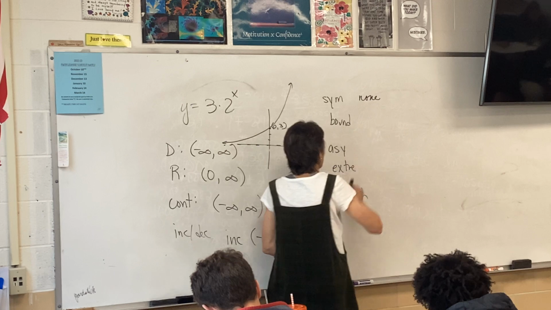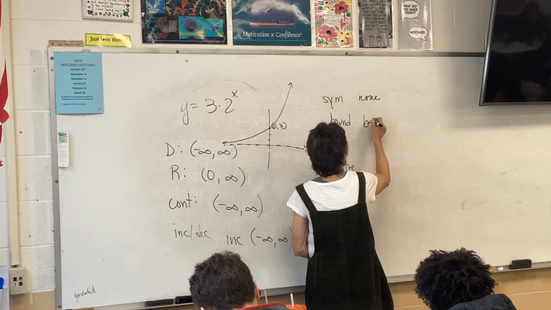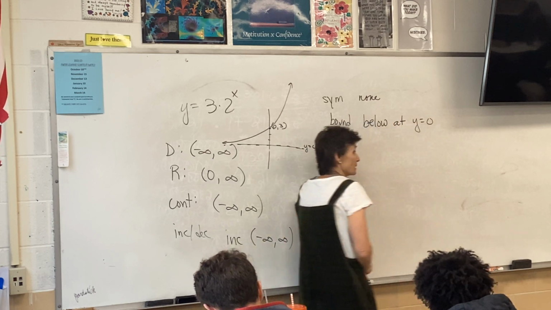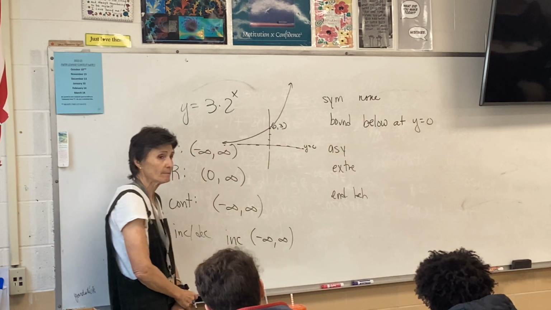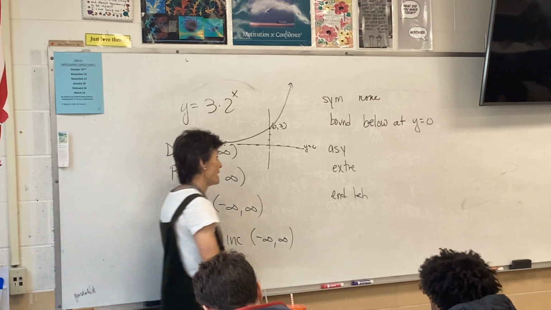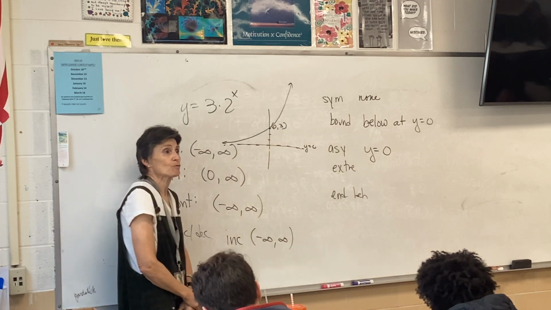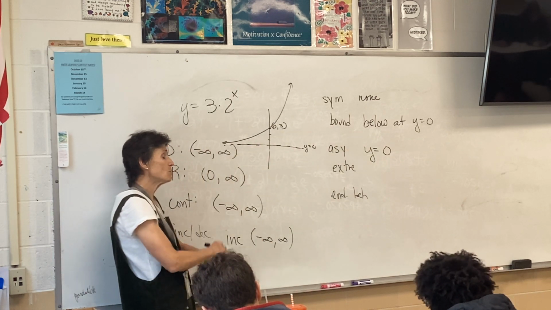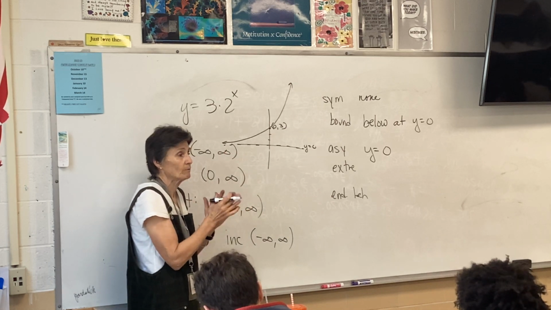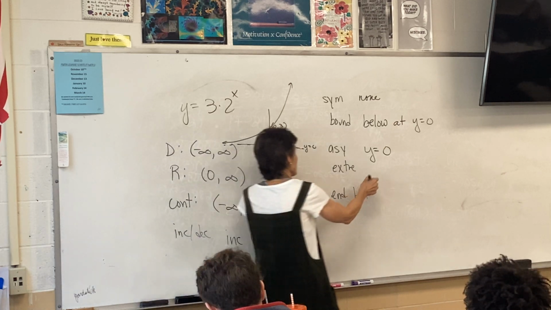Is he bounded at all? Lower. So I'll just say below at y equals 0. There's no ceiling. Does he have any asymptotes? Yes. Y equals 0. Does he have any extrema? No. Don't manufacture critical values. Extrema, critical values. There's no peaks or valleys in this, right? So there aren't any of those.